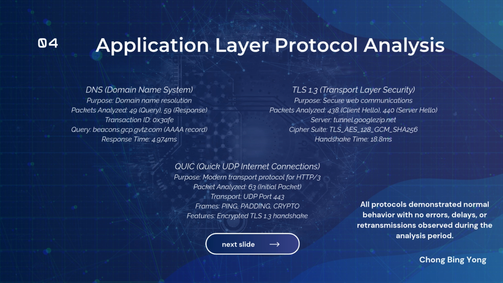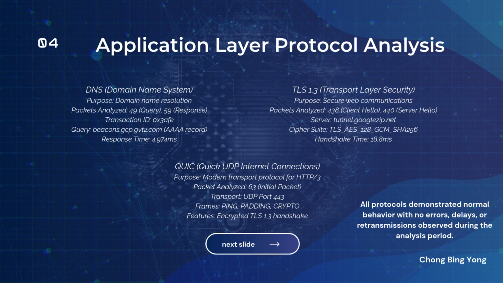For TLS 1.3, we analyzed the handshake to tunnel.googlezip.net in packets 438 and 440. The client offers 16 cipher suites, and the server selected TLS_AES_128_GCM_SHA256, completing the entire handshake in just 18.8 milliseconds. This showcases the significant efficiency improvements TLS 1.3 provides over earlier versions.